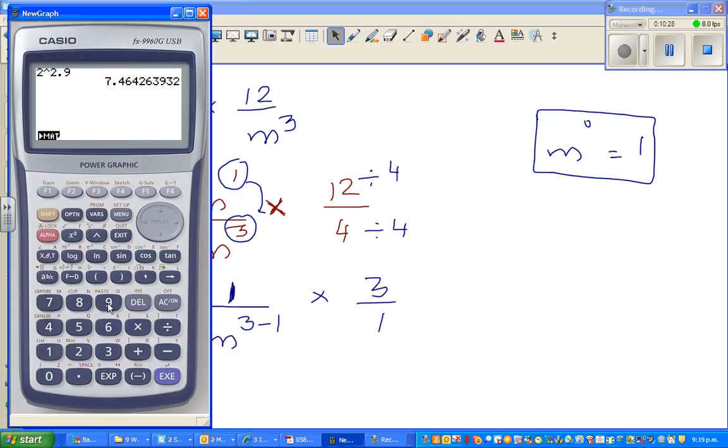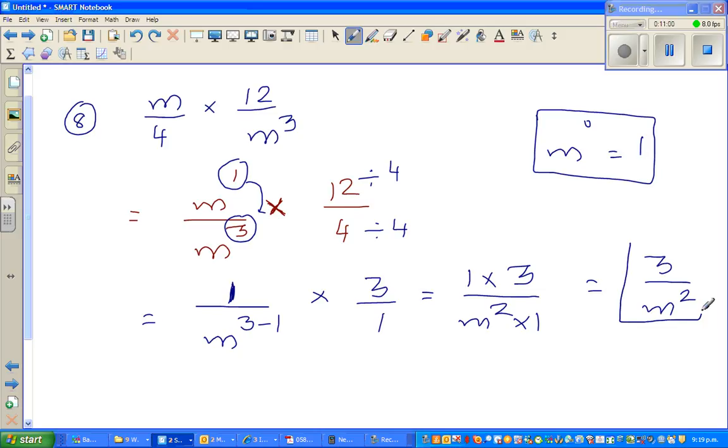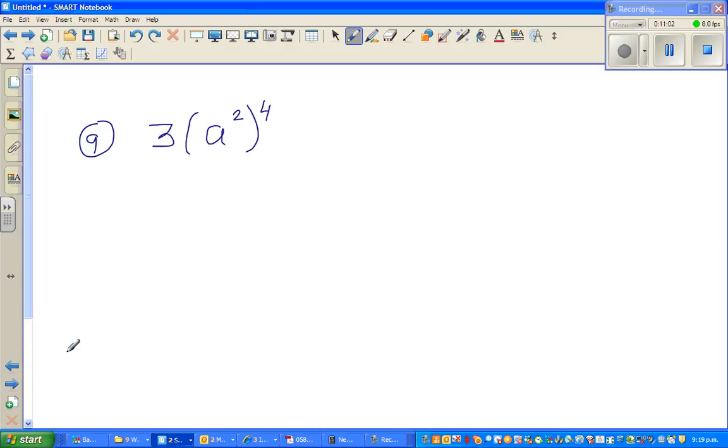I'll show you on a calculator. Any number to the power 0 is 1. 8 to the power 0 is 1. Say 10,000 or whatever number, raised to 0 is 1. Okay. So this becomes 1 times 3 over m squared times 1. So the final answer is 3 over m squared. Okay, so let me try to finish one more question.